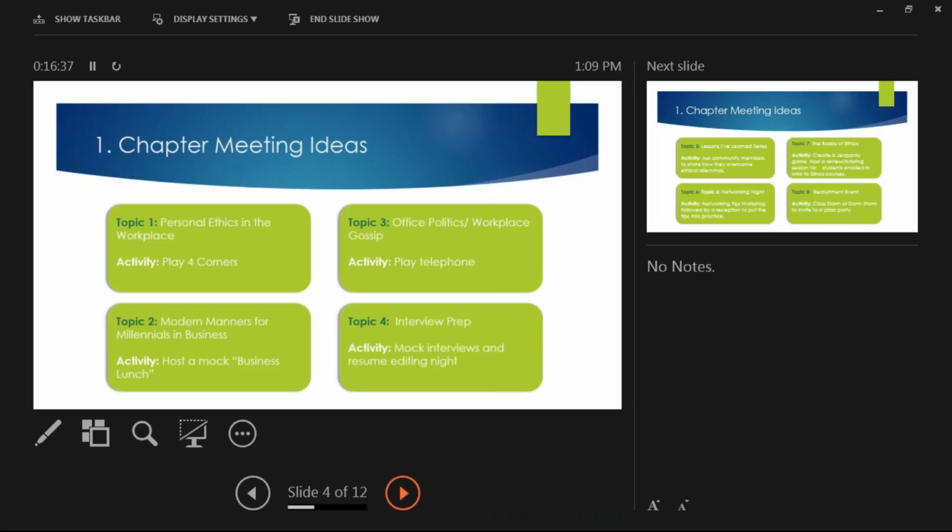And then topic 4, interview prep. One of the things we hear from our students is many of you are looking for job internships while you're in college, but then also looking for full-time job opportunities. And so you can have a night where you go through and do some mock interviews and get feedback.